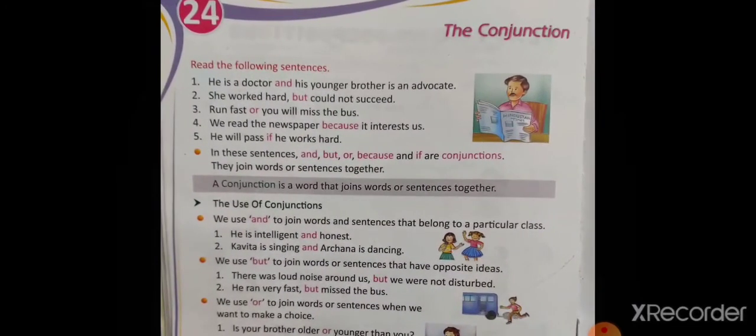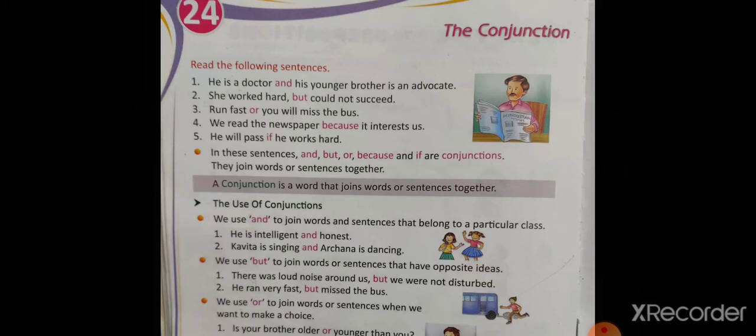First example is, he is a doctor and his younger brother is an advocate. Here there are two sentences. If you see, he is a doctor, this is sentence number 1, and his younger brother is an advocate, this is sentence number 2. With the help of one single word, that is and, we have joined two sentences. So this and acts as a conjunction.